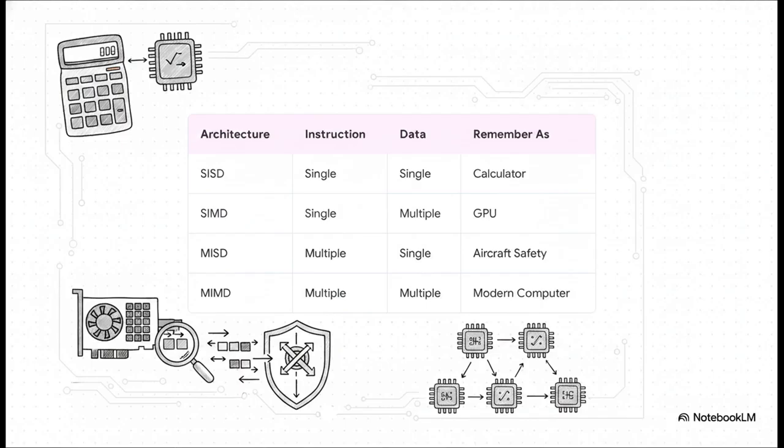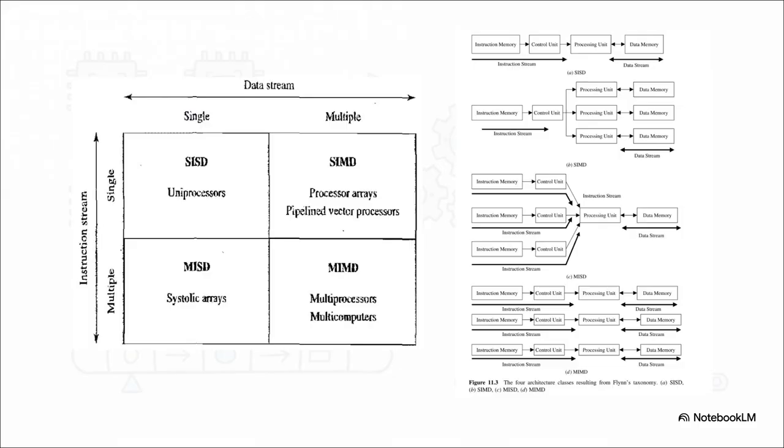And finally, MIMD. Multiple instruction, multiple data. This is your modern multi-core CPU or a massive supercomputer cluster. What's really wild to visualize here is the leap from that single sequential uniprocessor block to these highly parallel SIMD and MIMD structures. It honestly changed everything. MIMD is truly the heavy lifter of modern computing.